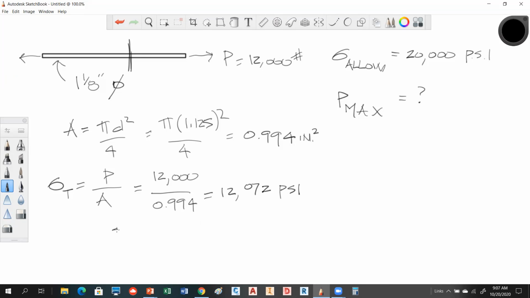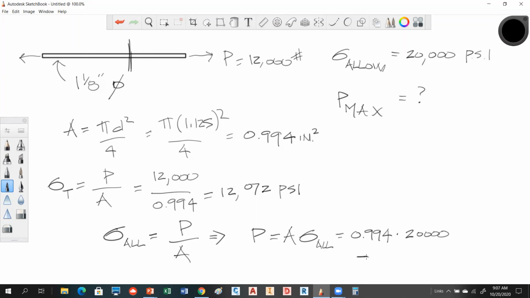We're going to just use the stress equation, but we're going to say this time that the stress allowable is going to be equal to the force divided by the cross-sectional area. And in this case, what we're solving for is P, because we know the allowable and we know the area. So it simply becomes the area times the allowable. So the area is 0.994 times an allowable 20,000 psi. So the maximum force that could be applied to this, 0.994 times 20,000, would be basically 19,880 pounds.